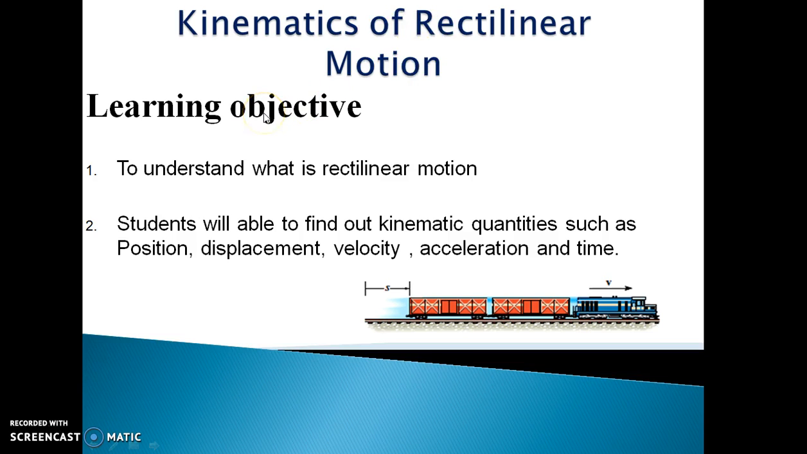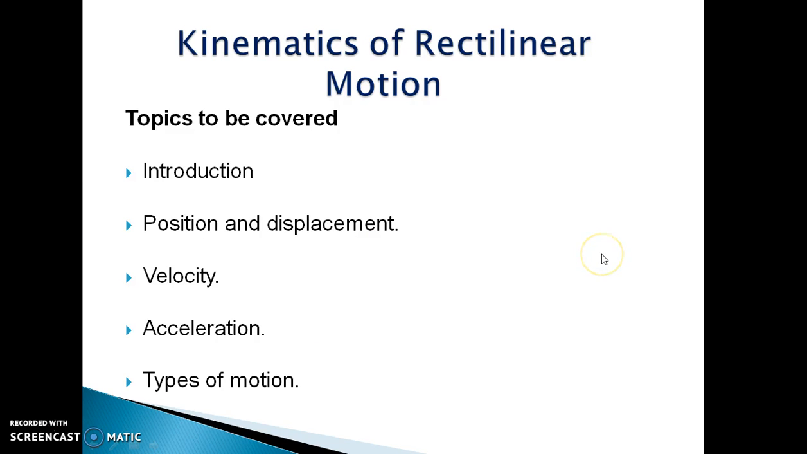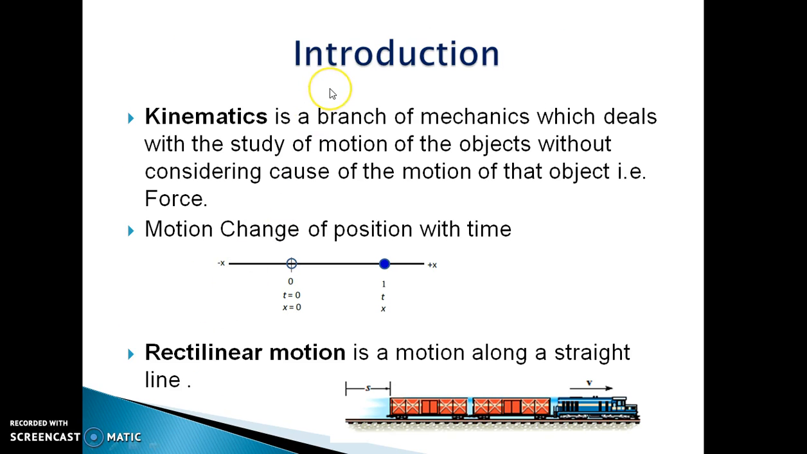In this topic, we are going to see what is kinematics of rectilinear motion. Our learning objectives are to understand what is rectilinear motion, and at the end of the topic, students will be able to find out kinematic quantities such as position, displacement, velocity, acceleration and time. Topics covered under this presentation are introduction, position and displacement, velocity, acceleration and types of motion. Let's start with the introduction.